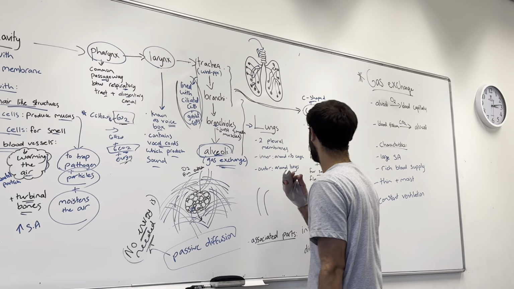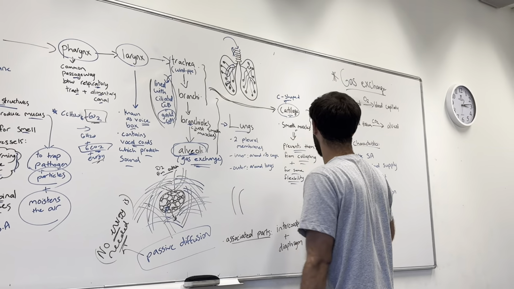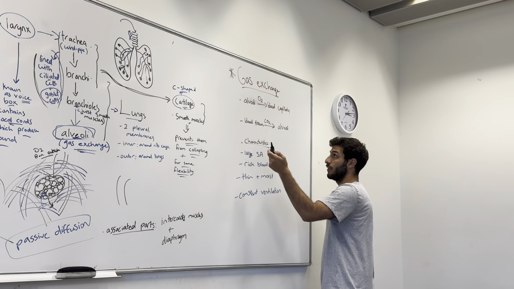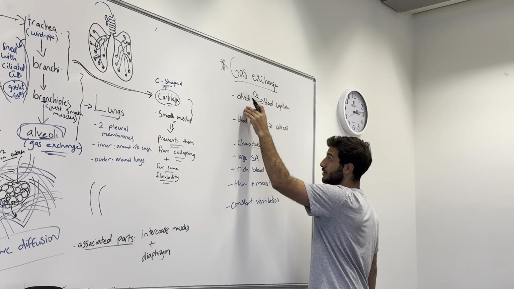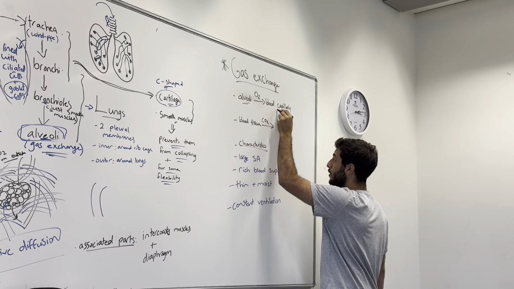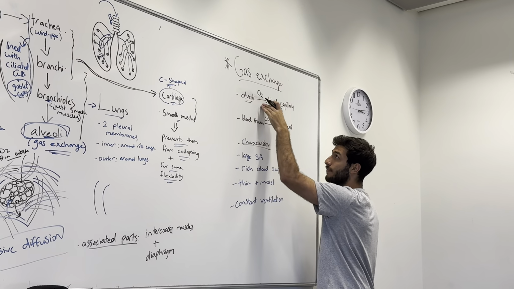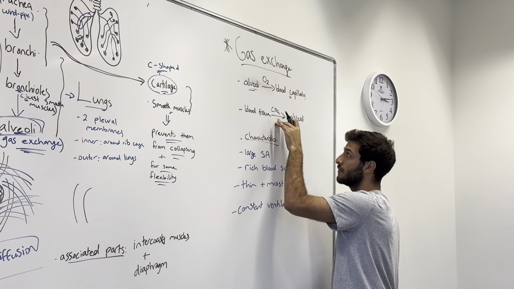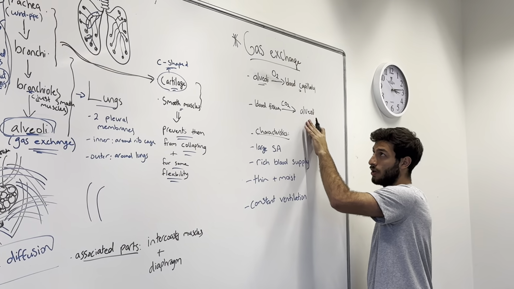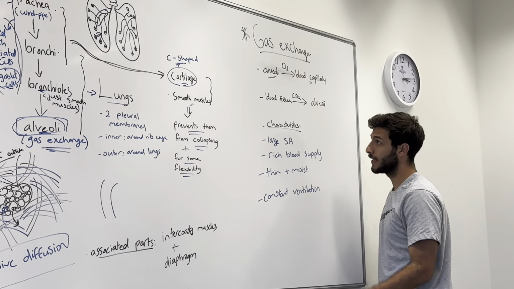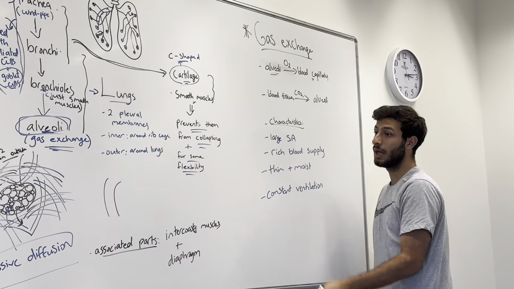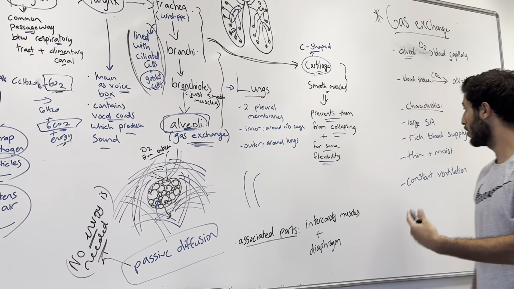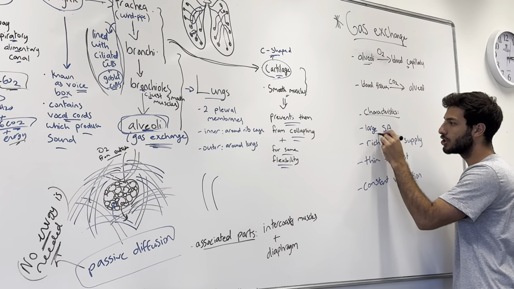And now we also have some conditions for gas exchange to occur. We mentioned that the gas exchange that occurs is between the alveoli and the blood capillaries. The alveoli give oxygen to the blood capillaries, and the blood capillaries give CO2 back to the alveoli, and that is the exchange that occurs. Now, some characteristics of the alveoli help them in performing gas exchange. What are these characteristics? They have a large surface area.